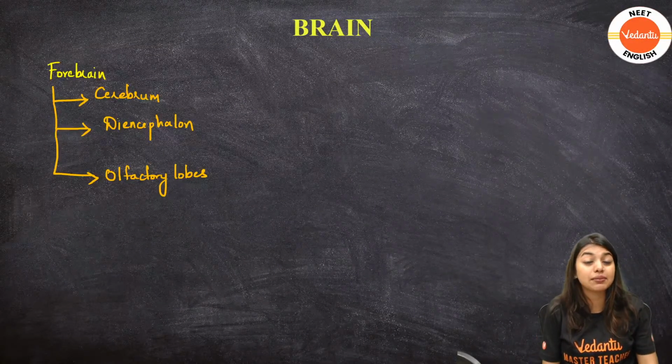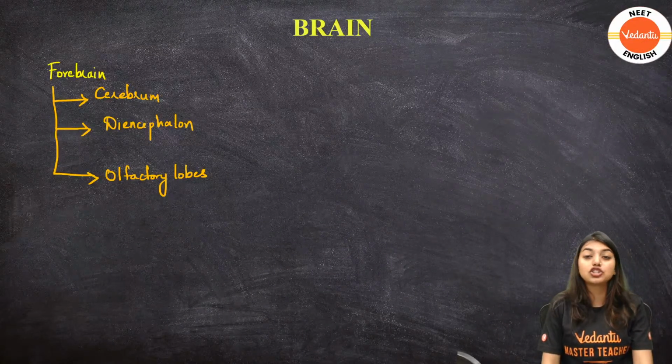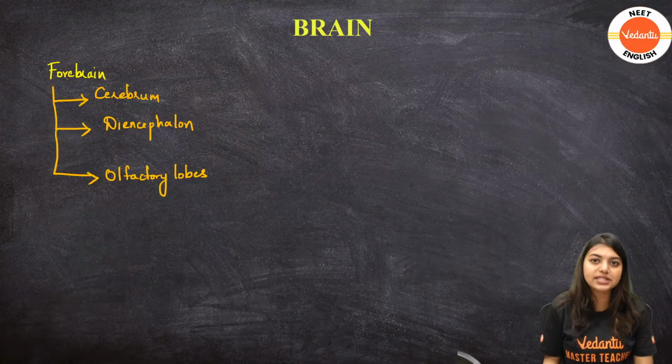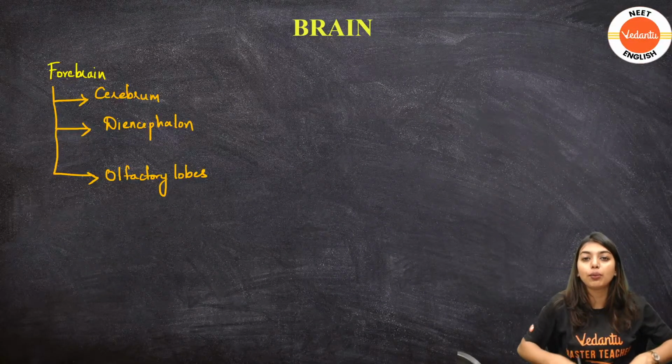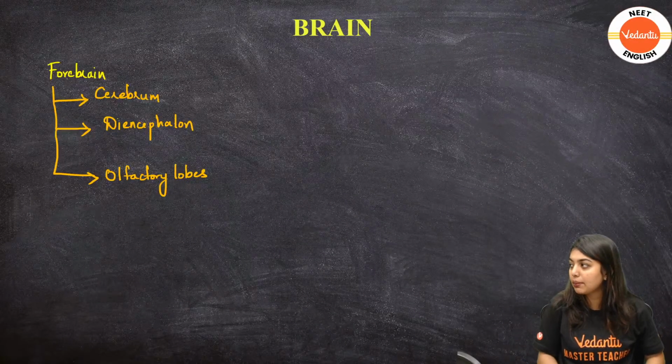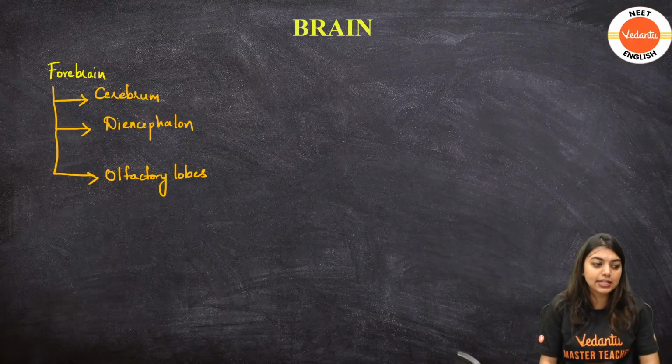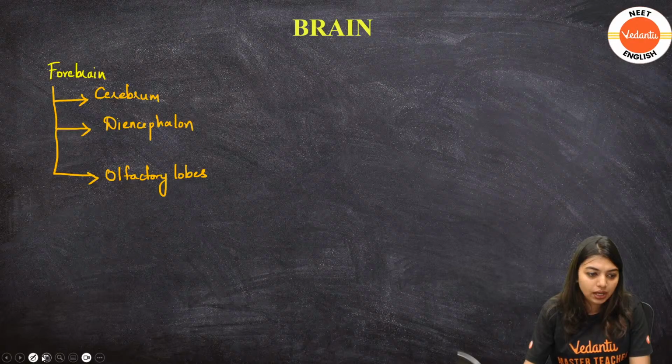Out of this, your cerebrum is the reason why your intelligence matters, right? How much your IQ is, how much memory you can hold. All this is because of the forebrain, that is your cerebrum. Is this clear? Now look here, all of you.